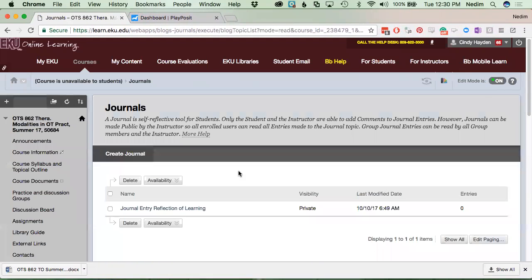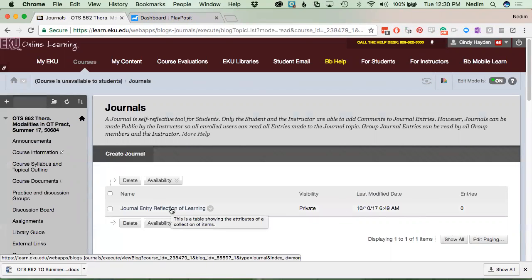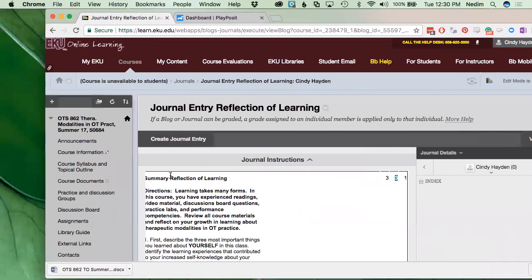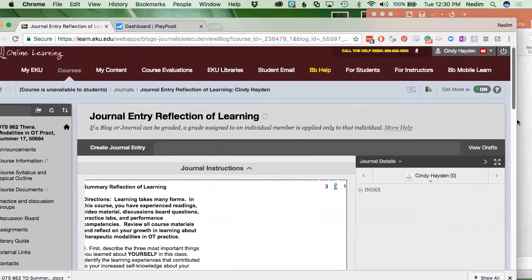Journals, it took me a while to figure out what might be an appropriate use of a journal in this course. It started out as a paper reflecting on what they'd learned in the course, and then we turned it into a discussion board at the very end. And then I thought maybe it might work better as a journal. Let's see.